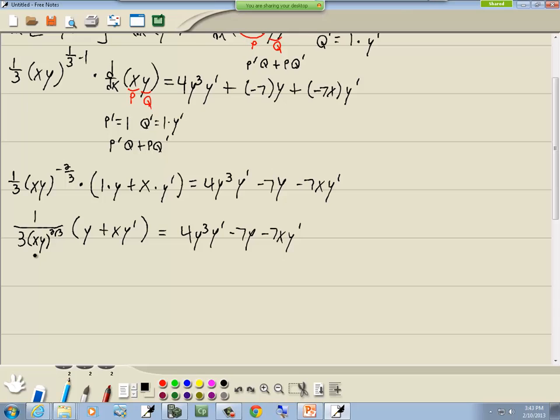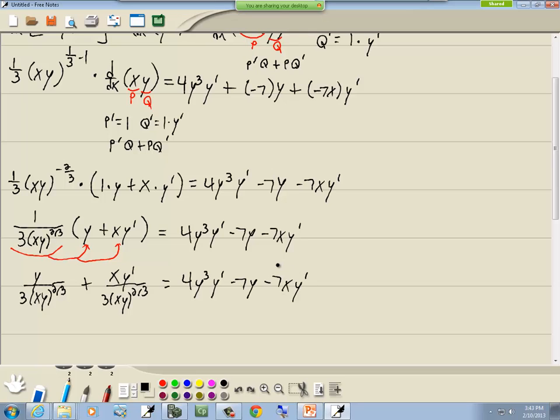We're going to go ahead and get rid of parentheses. So I'll take this fraction and multiply it times the y and times the x y prime. That gives us y over 3xy to the 2/3 plus x y prime over 3xy to the 2/3, equals 4y to the third y prime minus 7y minus 7x y prime.